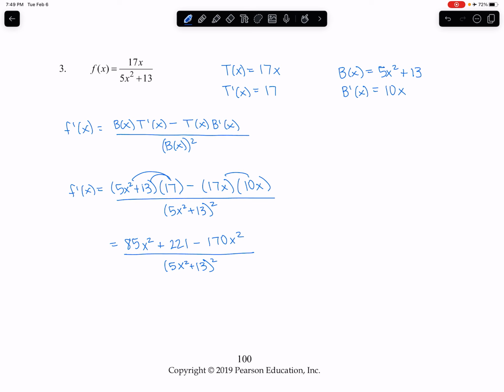And combining our like terms, our derivative will be negative 85x squared plus 221 over 5x squared plus 13 all squared.